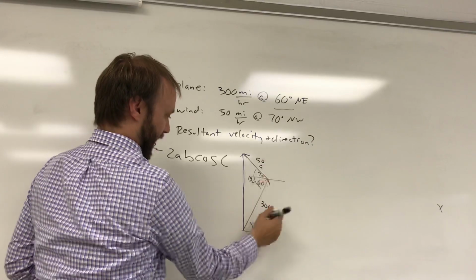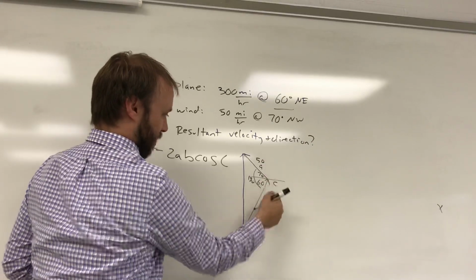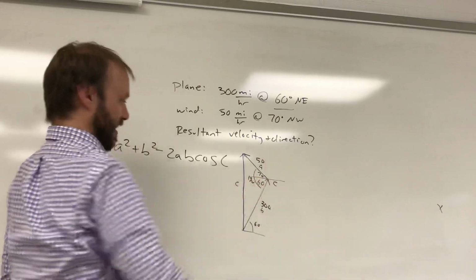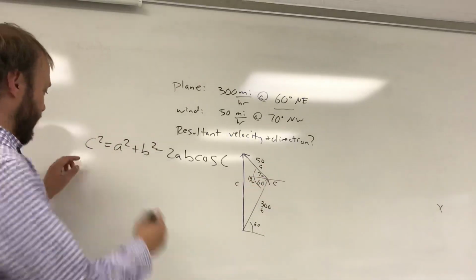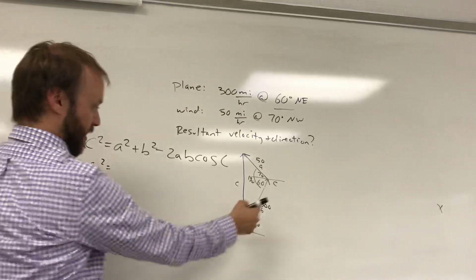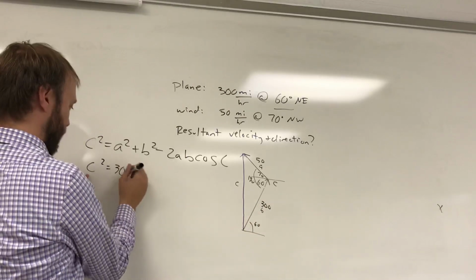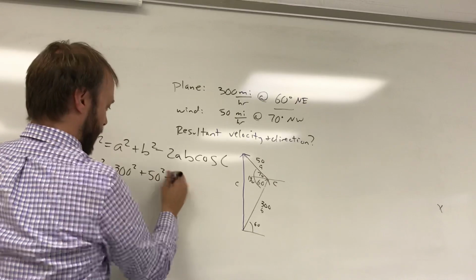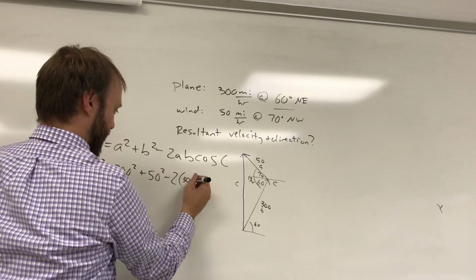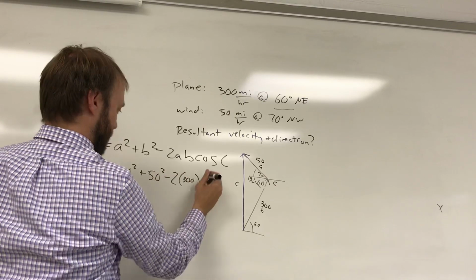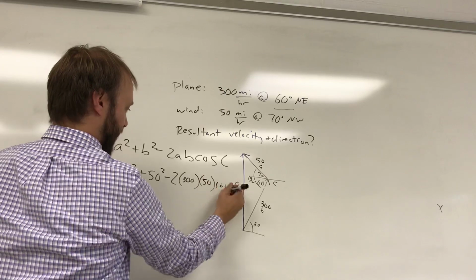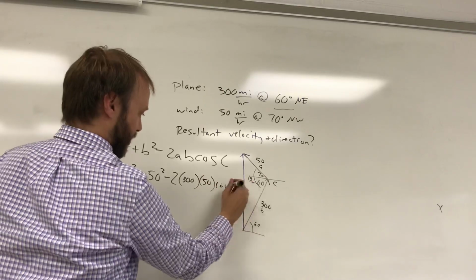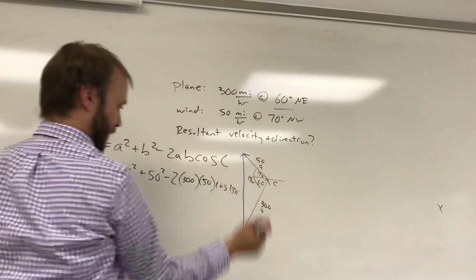So we can make this our A, make this our B. This is angle C. That would make this side C over here. All right, so C squared is equal to the A side squared, 300 squared, plus the B side squared, 50 squared, minus 2 times A times B times the cosine of angle C. The angle C measure is 130, okay?